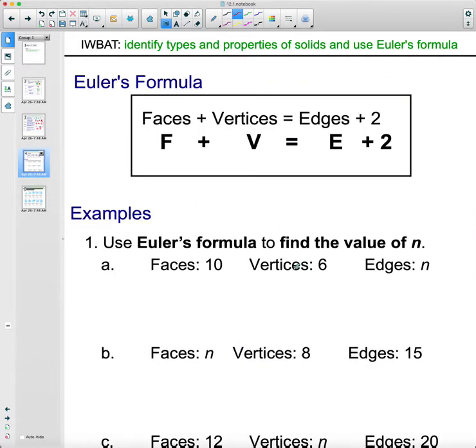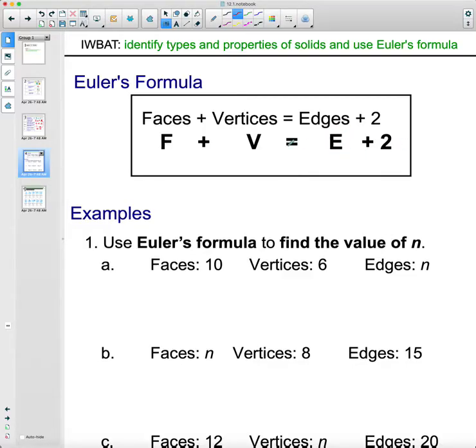All right, then let's take a look at Euler's formula. Euler is a German mathematician who found a relationship between the number of faces, the number of vertices, and the number of edges. This is the formula that he found: if you take the number of faces plus the number of vertices, so you add those together, that will always be 2 more than the number of edges.